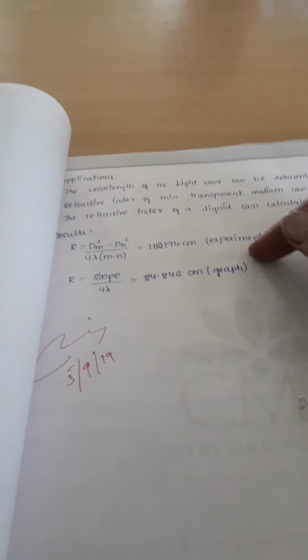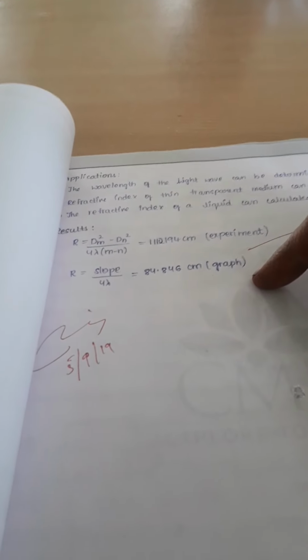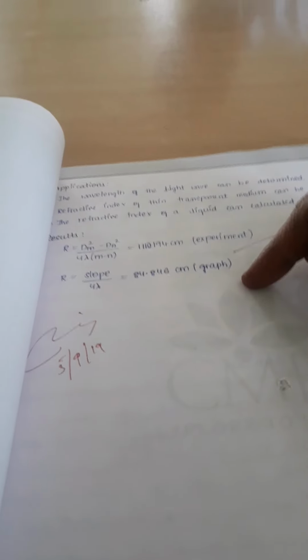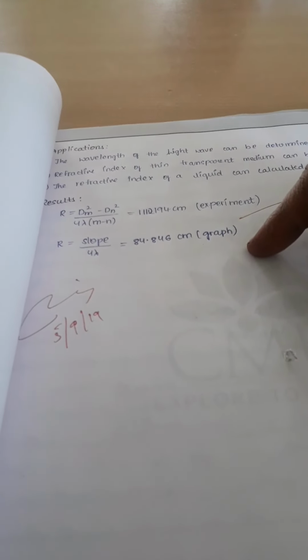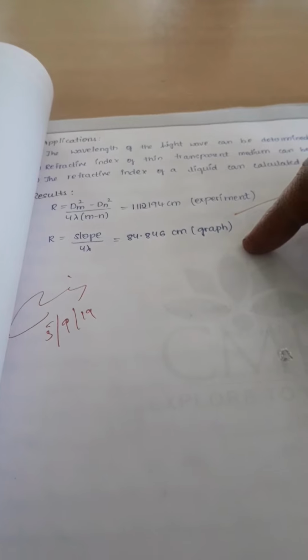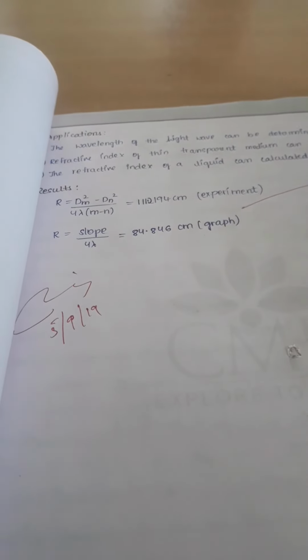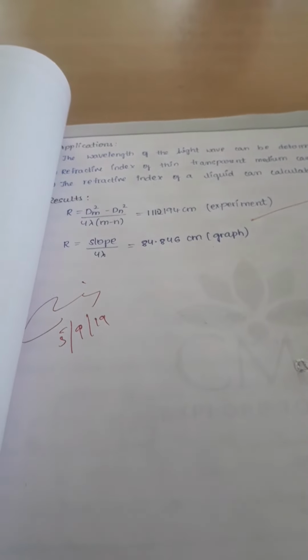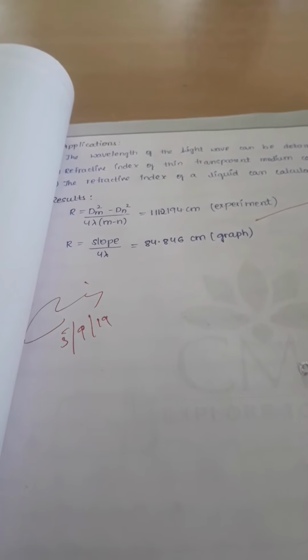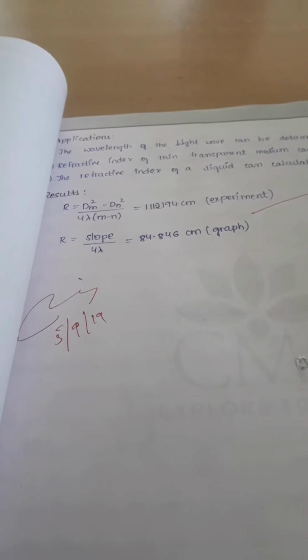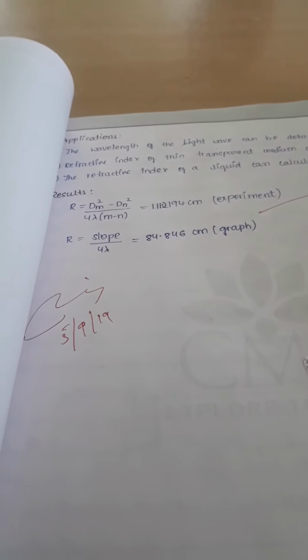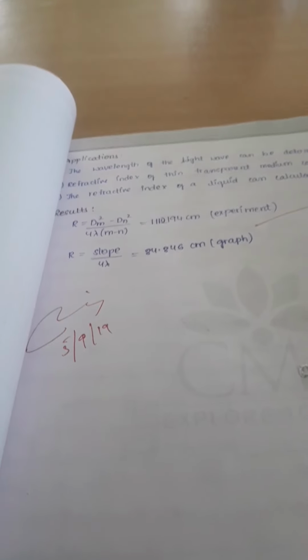Now, in some cases there will be two types of results to be written. One is the theoretical result, the other is the practical result. That is, using a theoretical formula you calculate, and with the practical values you have noted, you do the calculation and find out the value. And you should understand that both the results should be the same or approximately the same. Okay? So this is how you are supposed to write your record.